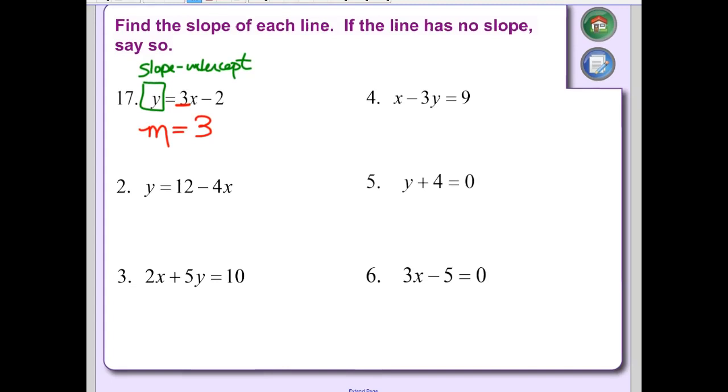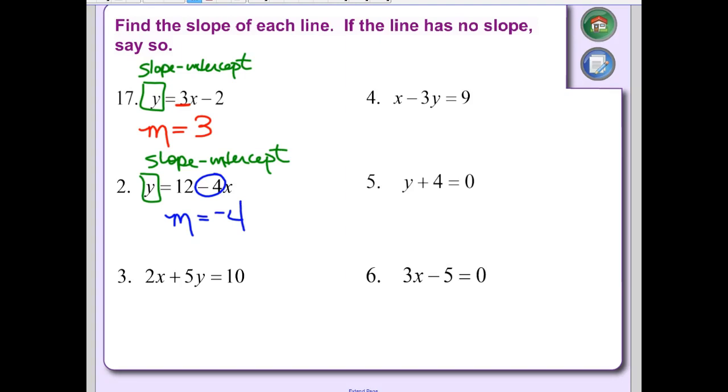Let's look at number 2. What form is that line? Did you see that y stands alone? So this is slope-intercept form. If this is slope-intercept form, then we've got to figure out what is the slope. So let's look. What's in front of x? When I look there, I've got a -4 in front of x. So in this equation, m equals -4.